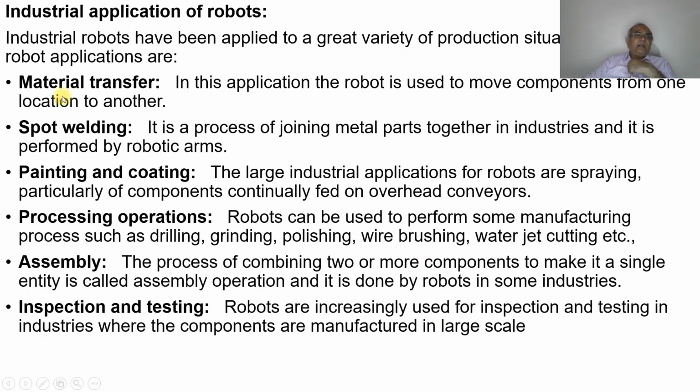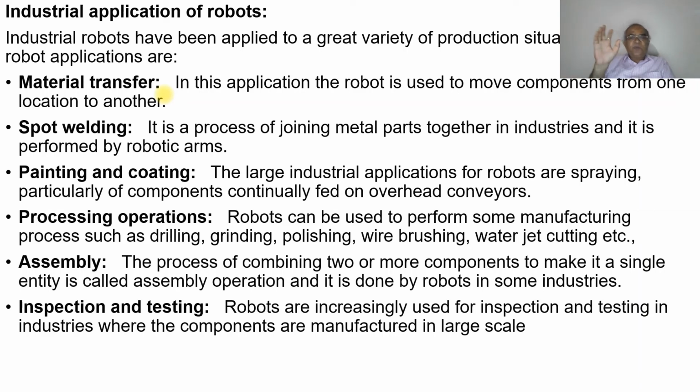Then come the industrial applications of robots. Industrial robots have been applied to a great variety of production situations. Some of the robot applications are: number 1, material transfer. In this application, the robot is used to move components from one location to another. So a component has to move from one workstation to the other workstation, then we can use a robot for this. That is what we call material transfer.